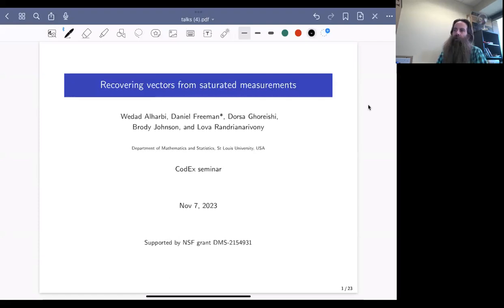Today we have Professor Daniel Freeman from St. Louis University, or as the cool kids call it, Slussel. Professor Freeman is an expert in Banach spaces, frame theory, and phase retrieval. Today he'll tell us about recovering vectors from saturated measurements.